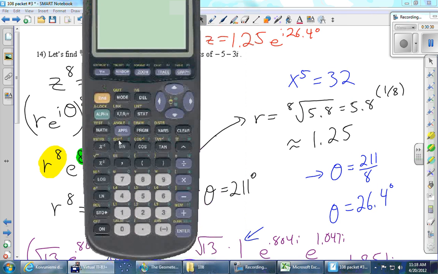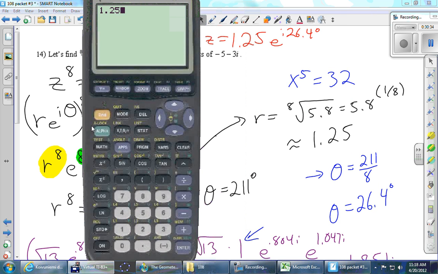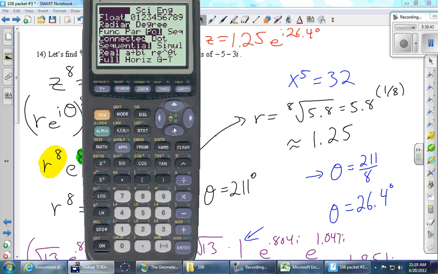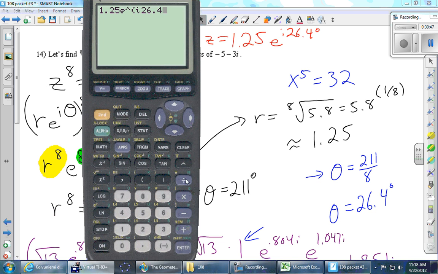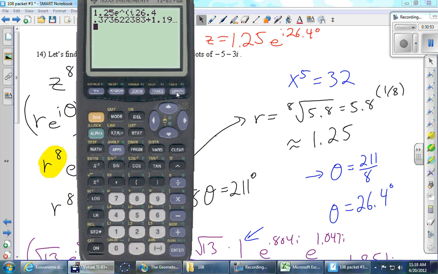Okay, so what did we say it was? 1.25 e to the i times 26.4. Now we need degrees, so let's make sure we're in degrees. You don't need to type it, but I've got my number right here. Let's see what it does if I hit enter. It says that. Okay, so that's the x and y version of the answer.